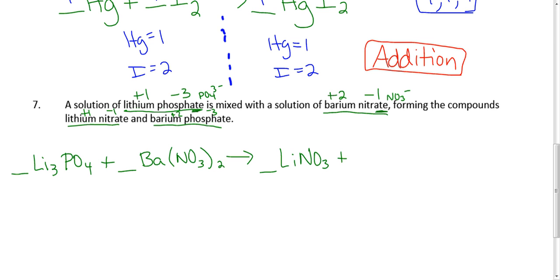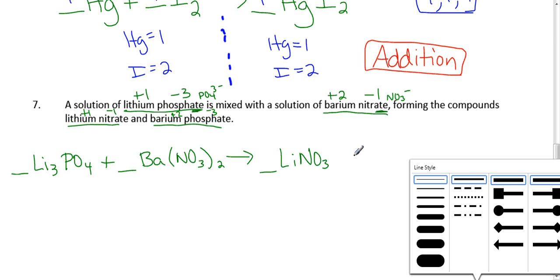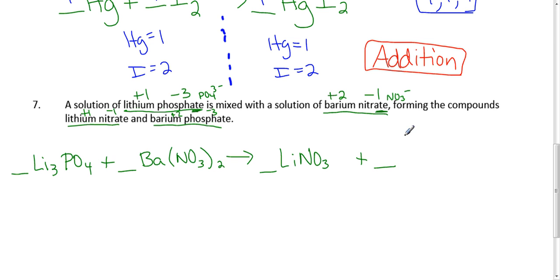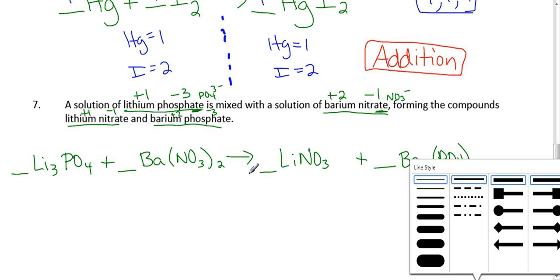I'm actually going to leave a little bit of space because we're going to need to find out if it's going to be a precipitate or if it's going to be aqueous, and we're going to need to be able to label that. The other product, we've got a 2 and a 3, so those are going to swap places. We get Ba3, and then PO4 2. So since they are all compounds, this will be a double replacement reaction.